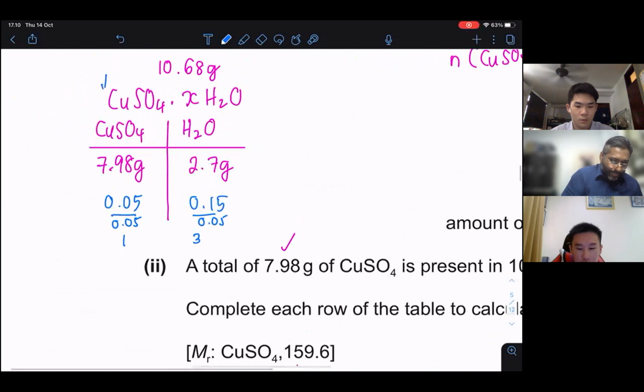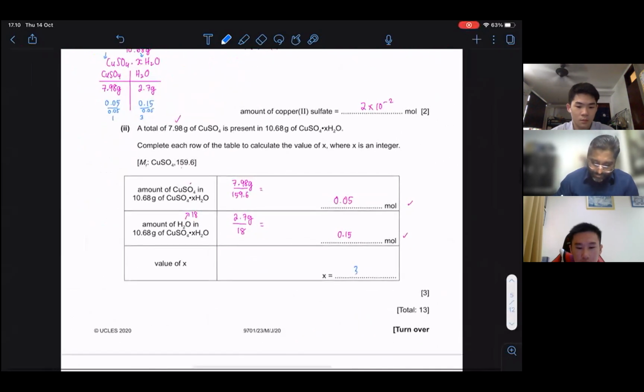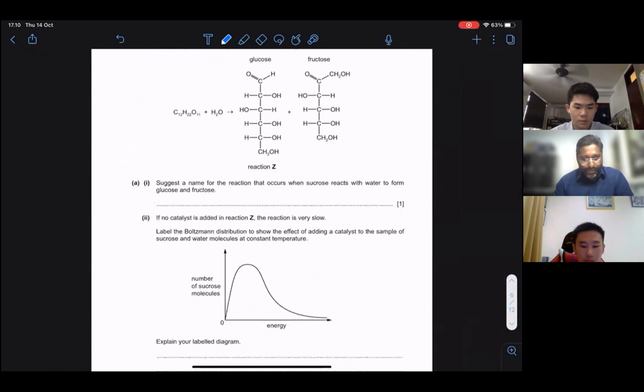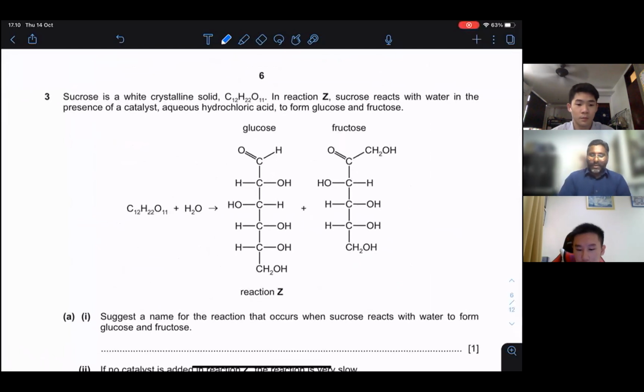This is 1. Okay. Automatically 1. So it must have 3 moles of water. So X is automatically 3. Okay. This is 3. Can you understand this? Okay. So that is going to be, you get the marks. Okay. Quite easy.